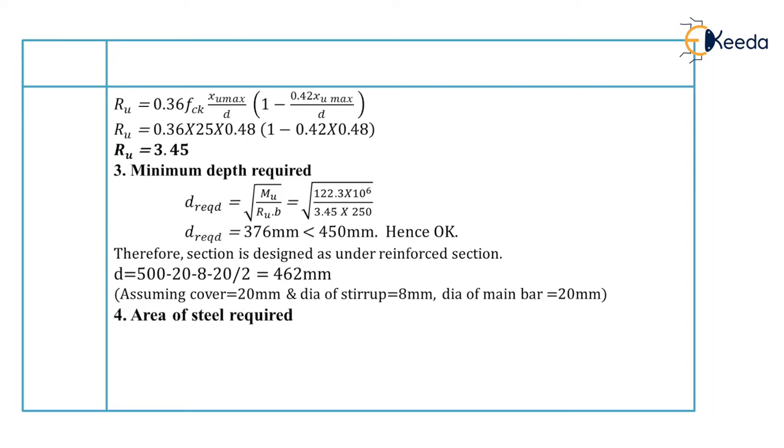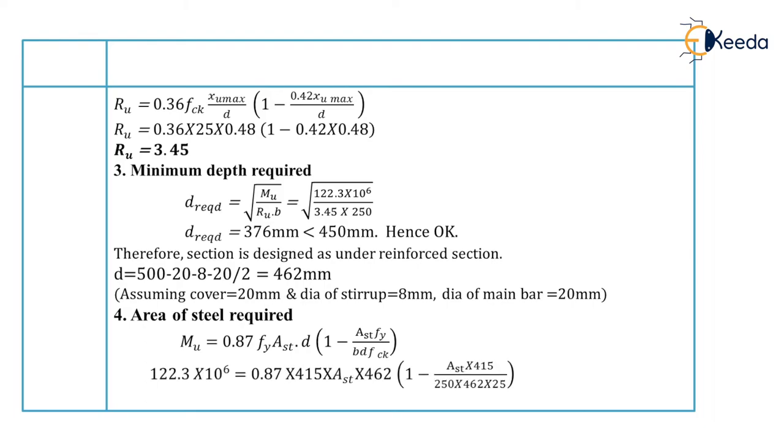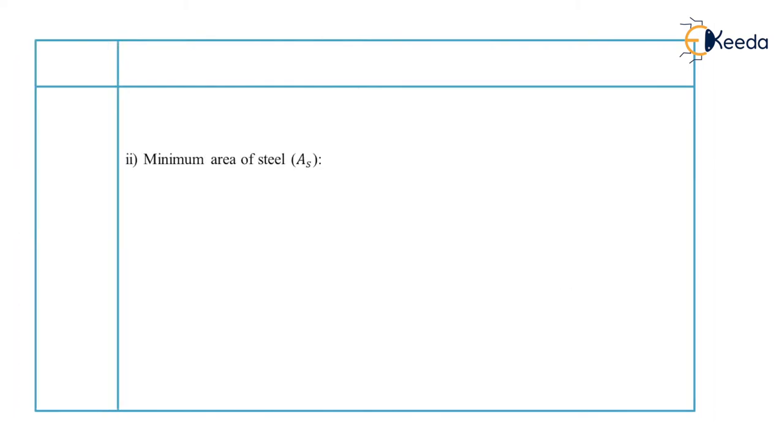Now we will calculate the most important thing, that is the area of steel required. As our section is an under reinforced section, we will use this formula: Mu is equal to 0.87 fy into Ast into d, in bracket 1 minus Ast fy upon fck into b d. Mu we have calculated here, 122.3 × 10⁶. fy is 415. Ast we have to calculate. The d value, that is effective depth, is 462 mm. Small b, that is width, is 250 mm. After calculating this equation, we will get Ast required is equal to 833 mm².